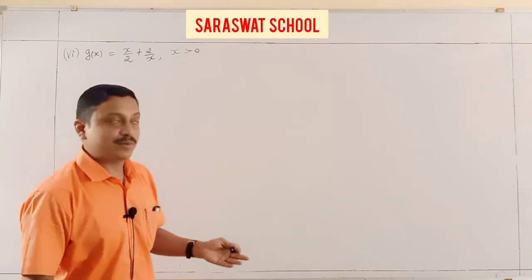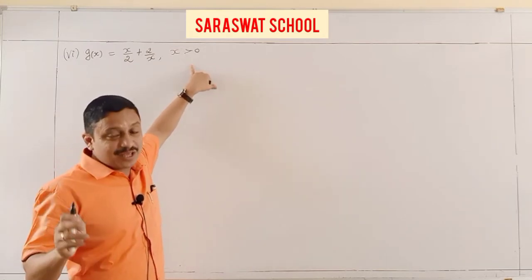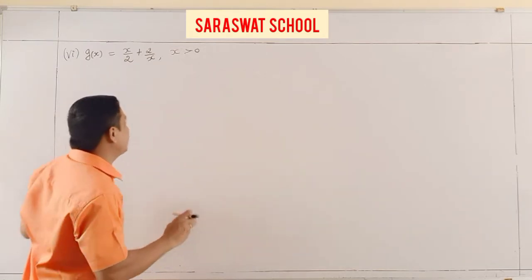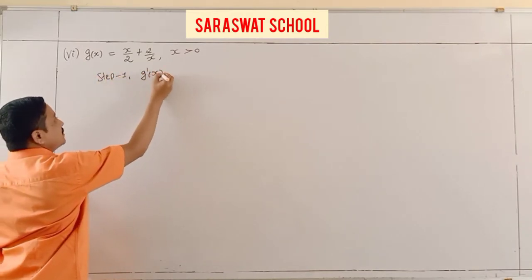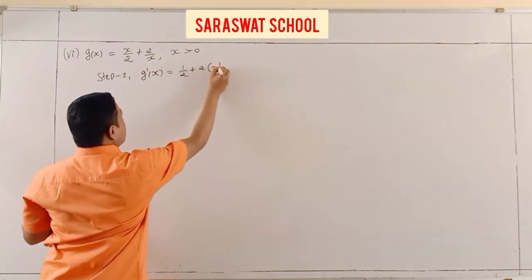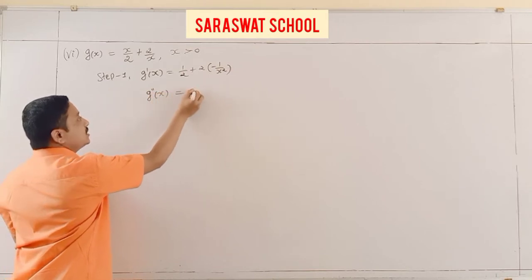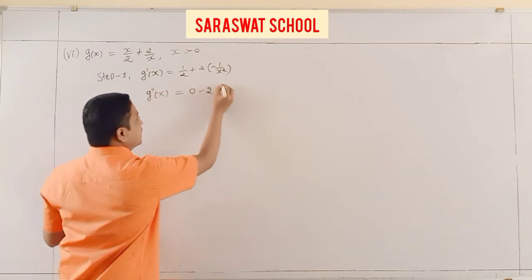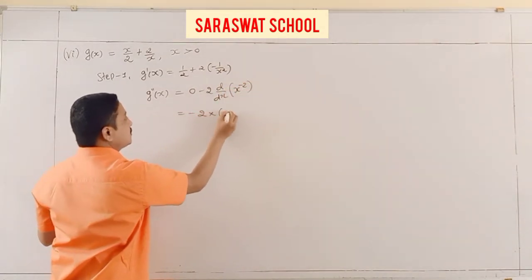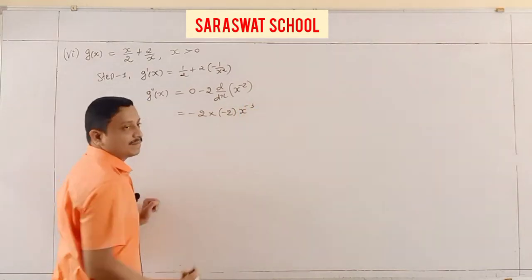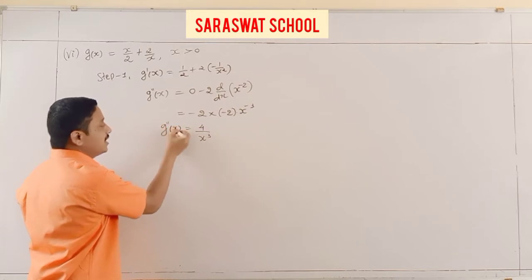Now continue, students, one more, the 6th one: g(x) = x by 2 plus 2 by x, only for x greater than 0. Find my answer. So step 1, g'(x) is 1 by 2 minus 2 by x square. The second derivative: d/dx of 2x raised to minus 2 gives minus 2 times 2 x raised to minus 3, so it is 4 by x cube. That's your g''(x).